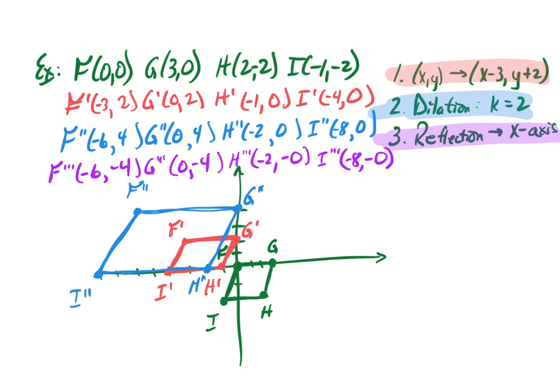And of course, positive and negative 0 are the same thing, but we can now do the x-axis reflection by going 6 to the left and 4 down is the new location for F. Stay in the middle, go down 4 is the new location for G. Left 2, 0 is the new location for H. And then 8 to the left, 0 is the new location for I. And just reconnecting now gives us our x-axis reflection.